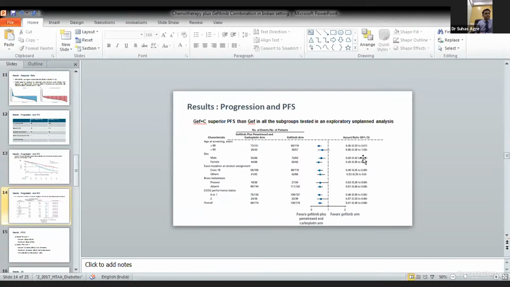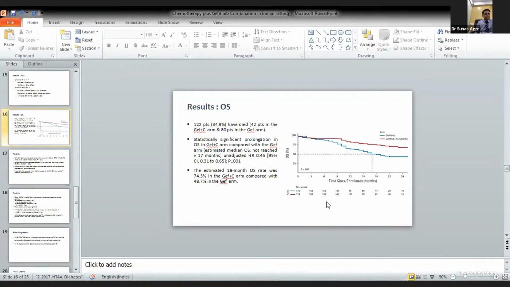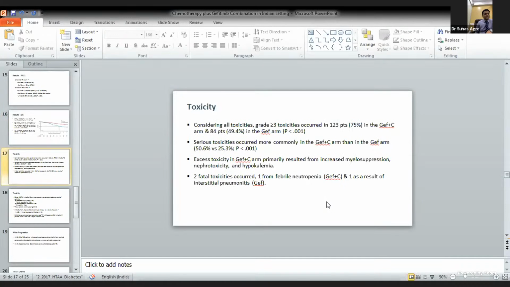So when we talk about the overall survival, again, the overall survival was statistically significant with the gefitinib and chemotherapy arm as compared to gefitinib alone. It was not reached versus 17 months, and the unadjusted hazard ratio was 0.45. So the estimated 18-month overall survival rate was 74 versus almost 48% in the gefitinib arm.